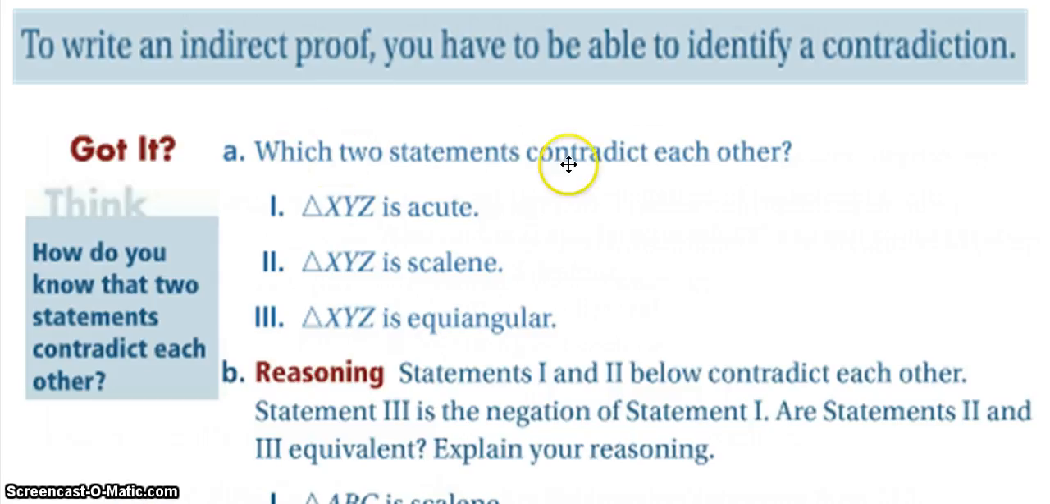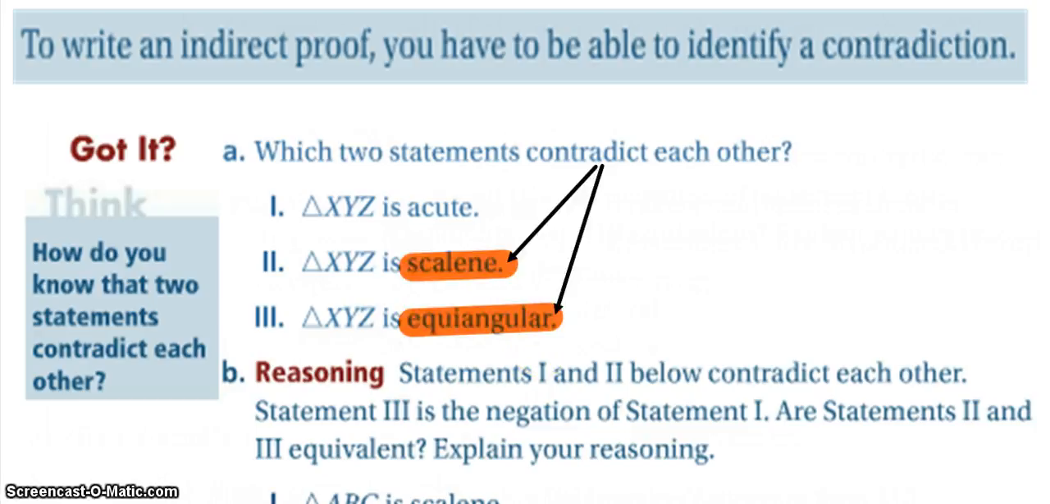We want to figure out what 2 statements contradict each other. So given these 3 statements, which 2 are contradictory? We have our triangle is acute, our triangle is scalene, and our triangle is equiangular. So think to yourself, what 2 things could happen at the same time and both be true? And then that should help you figure out what 2 things can't both be true at the same time.